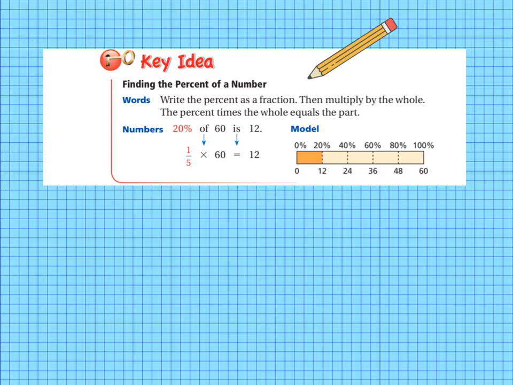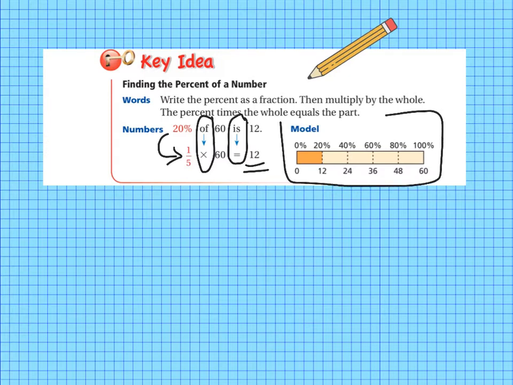So 20% written as a fraction is 1/5 of. Usually in math, when you see the word of, you want to multiply, and then 60 is just 60. Is, the math symbol for is an equal sign, and when you multiply that out, you get 12. And here is the model. You need to write that in your notes as well.